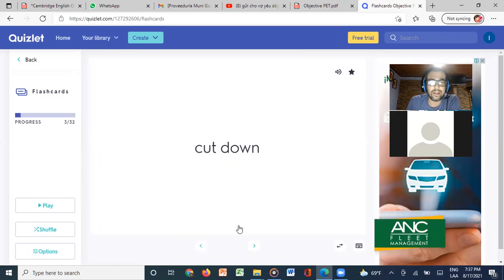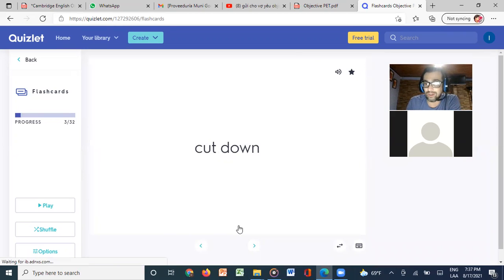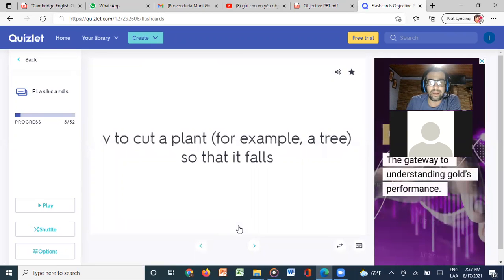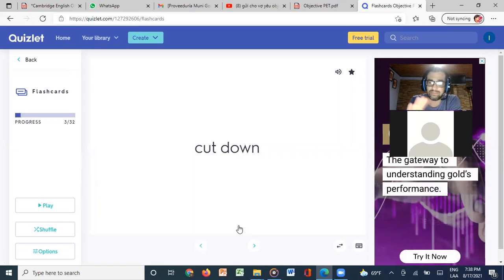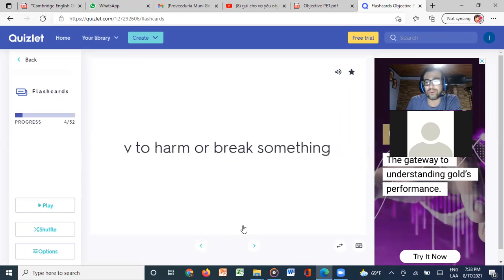Number three is cut down, another phrasal verb. Cut down is to cut a plant, for example, a tree, so that it falls, right? It's just to cut down something, cut down. Number four, damage. We have damage, to harm or break something, right? Damage.